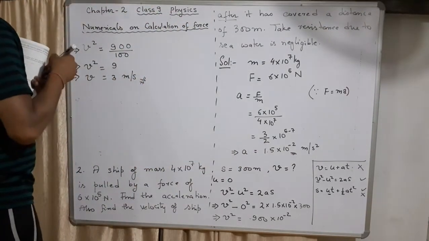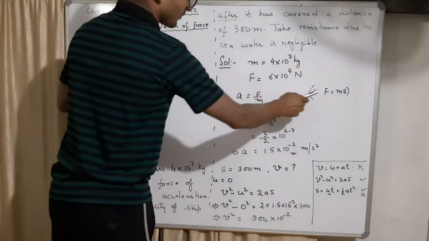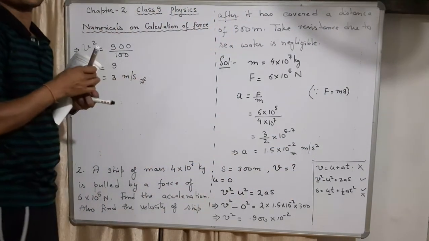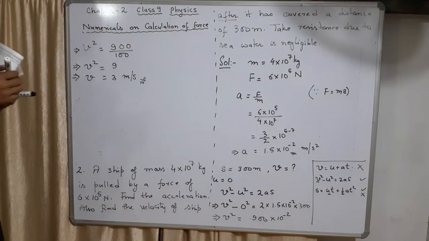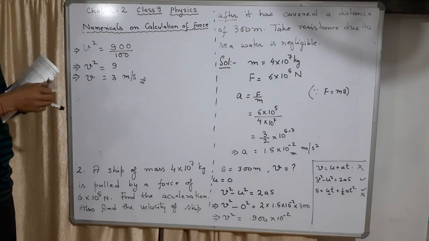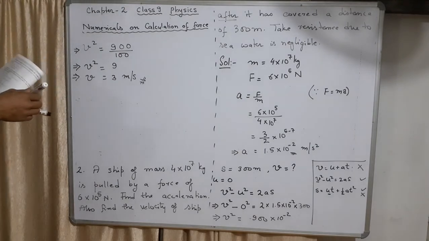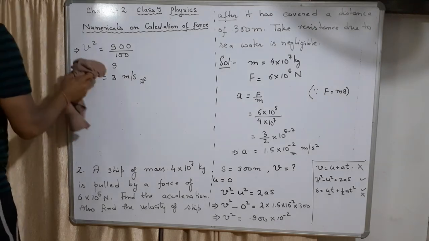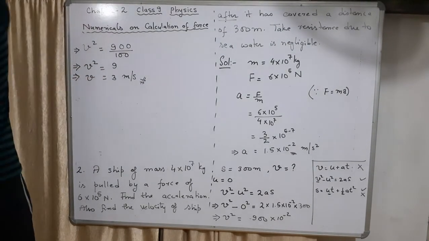So you need to remember very simple formula. F is equal to ma, and all these are expected to know: v is equal to u plus at, v square minus u square equal to 2as, and s equal to ut plus half at square. Similar questions will follow. I'll just stop here.